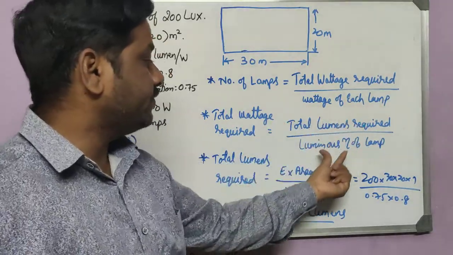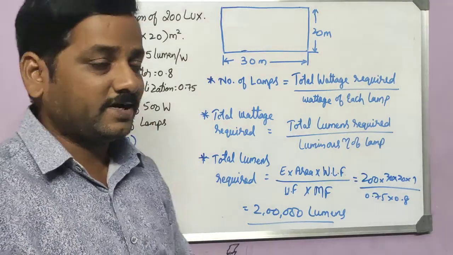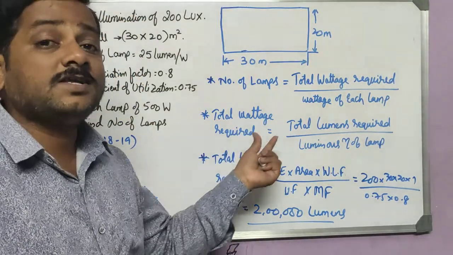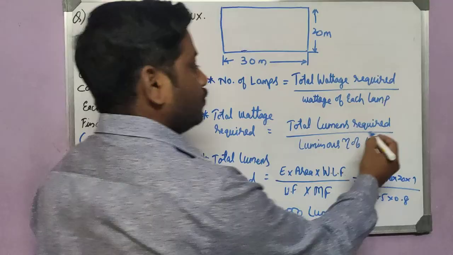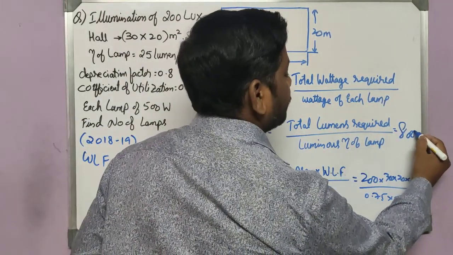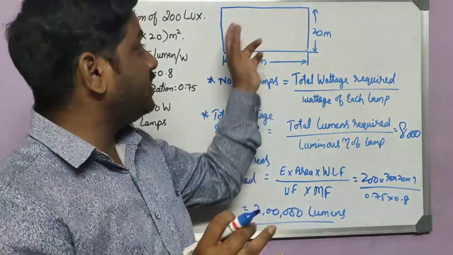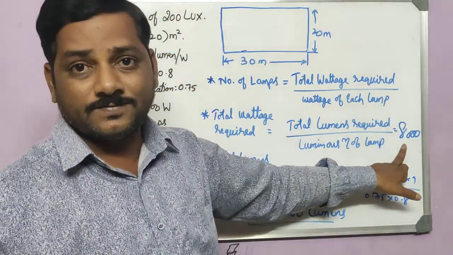After getting this, you substitute it here. 2 lakhs lumens divided by the efficiency of the lamp. What is the efficiency of the lamp? 25 lumens per watt. So we get the total wattage required. 2 lakhs by 25, we get 8000 watts. So the total wattage required to illuminate this room is 8000 watt.